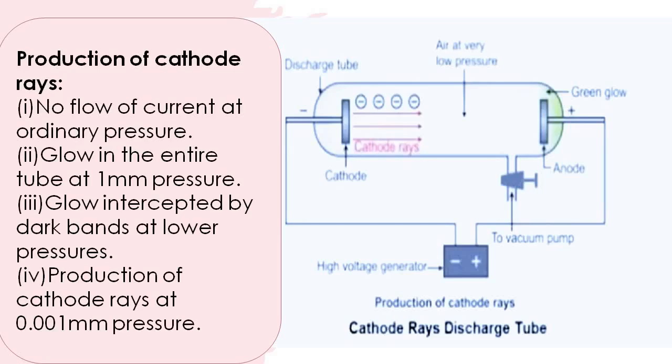Glow interrupted by dark band at lower pressure. Production of cathode rays at 0.001 mm pressure. The glass wall of the tube exactly opposite to the cathode glows with greenish yellow light. This observation clearly shows that some invisible rays are coming from the cathode which travel in a straight line and strike the glass wall opposite to the cathode. These rays are called cathode rays.